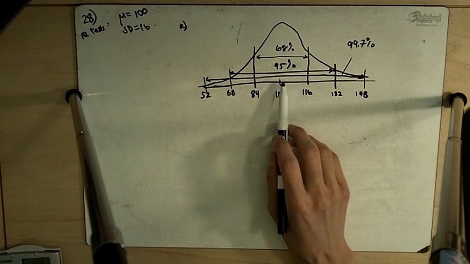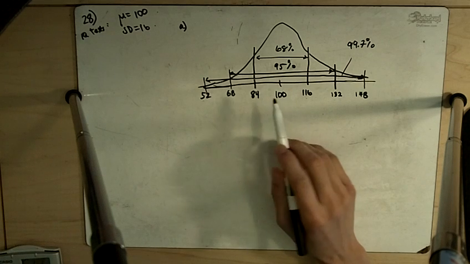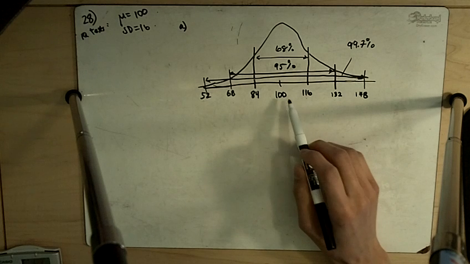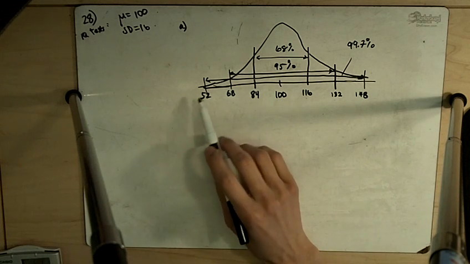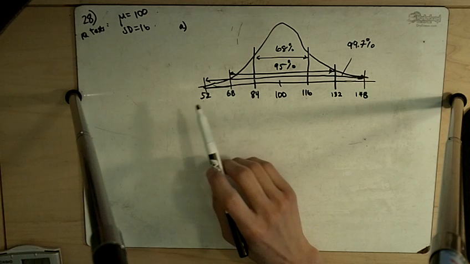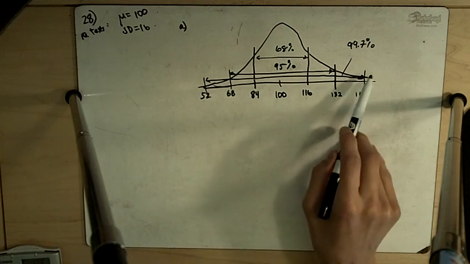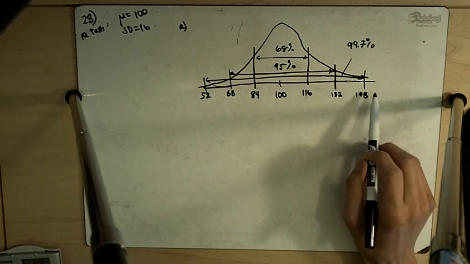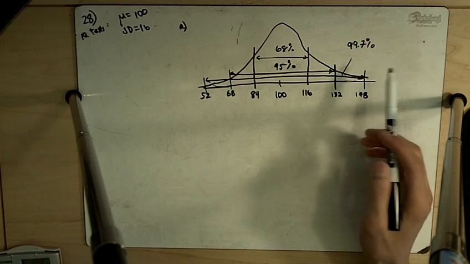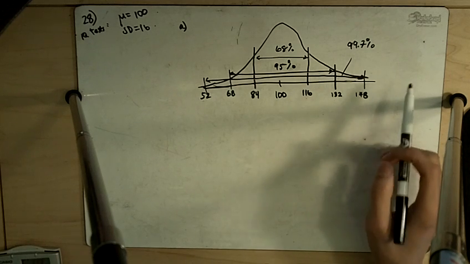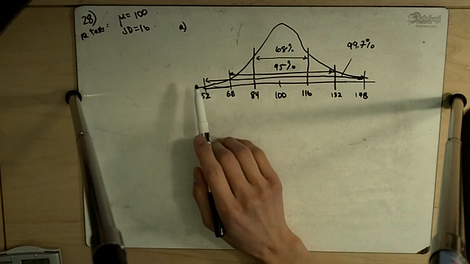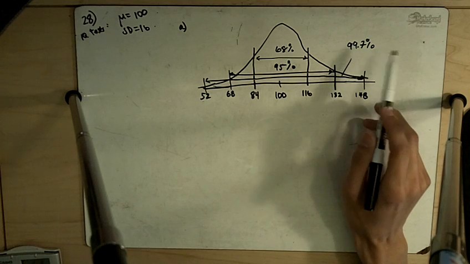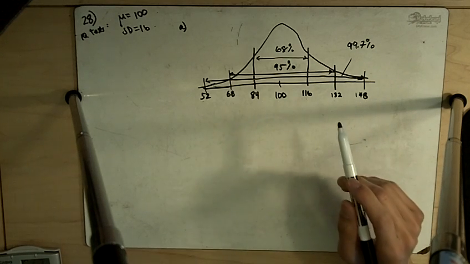And finally, if we go out three standard deviations, 3 times 16 is 48. So 48 above 100 is 148, and 48 below 100 is 52. And so we have 99.7% of the population between IQs of 52 and 148. And so yes, we do have a few people with IQ scores higher than 148 and a few people with IQ scores lower than 52, but they only account for 0.3%, or about 3 out of 1,000.